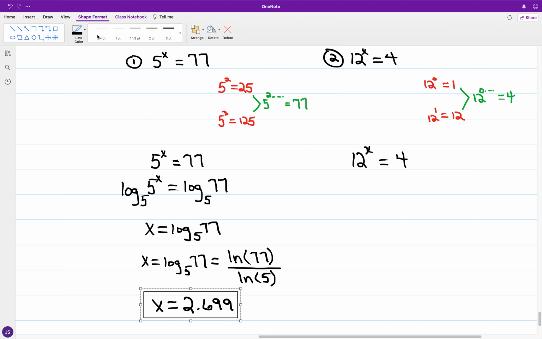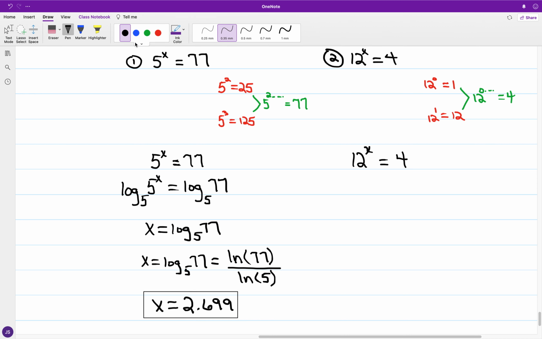Now for 12 to the x is equal to 4. Okay, so just like what I did with 5 to the x, converting to x, I can take a logarithm with the base that matches 12. So we have a base 12 logarithm that I can apply to both ends. So I have the base 12 logarithm of 12 to the x is equal to the base 12 logarithm of 4. So the left-hand side becomes x, and we have x equal to the base 12 logarithm of 4.